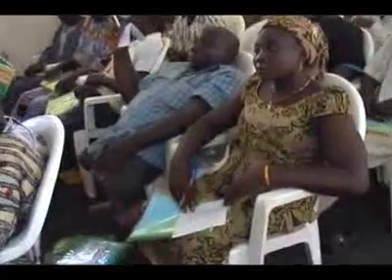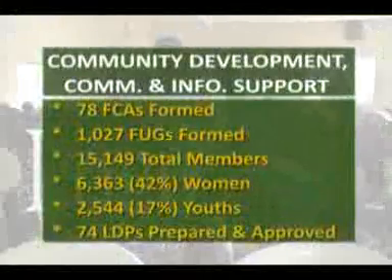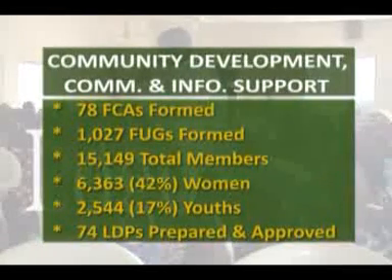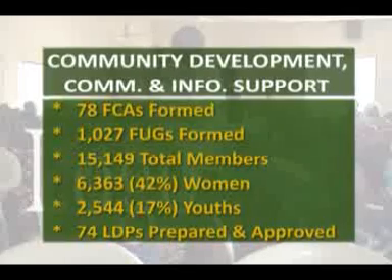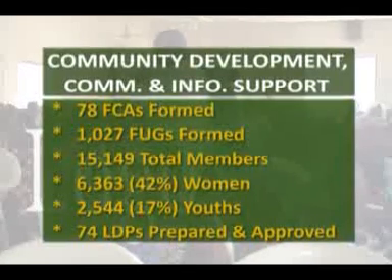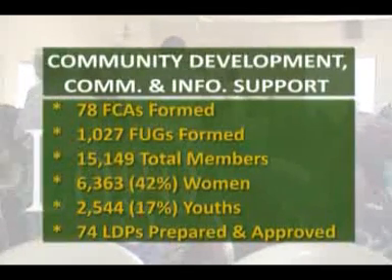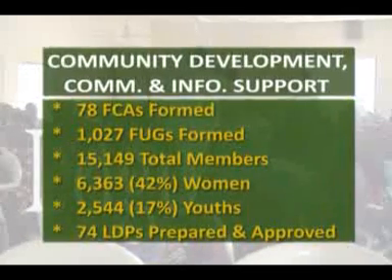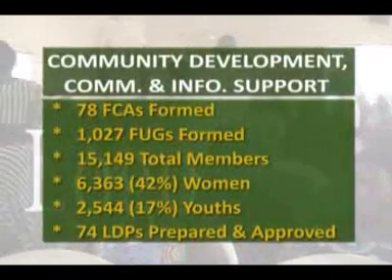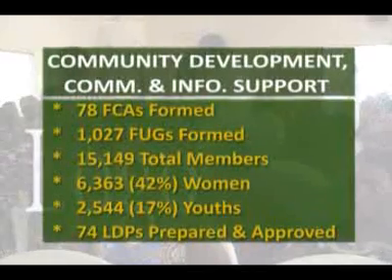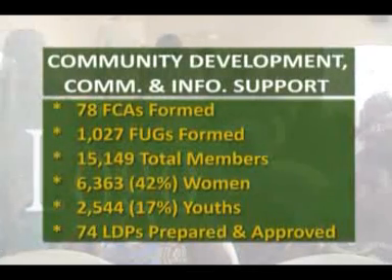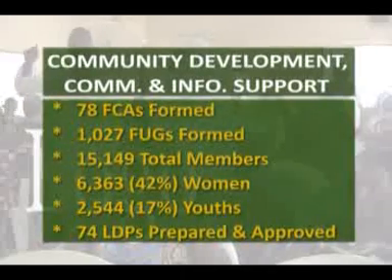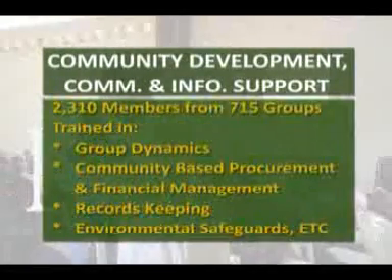To date, 78 FCAs and 1,027 FUGs have been formed, with a total of 15,149 members, out of which 6,363, or 42%, are women, while 2,544, or 17%, are unemployed youths. Similarly, 74 local development plans have been produced by the communities and approved by their respective local Fadama development committees.